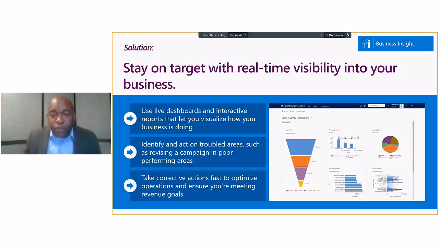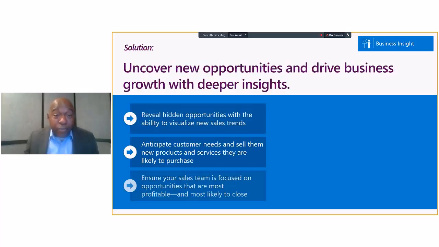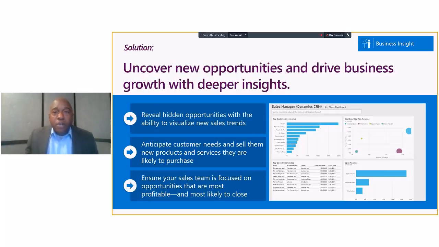One of the main benefits of real-time visibility is the ability to identify troubled areas and to quickly take action on those troubled areas. The other thing is that we can uncover new opportunities, and that helps us to drive our business growth because we have deeper insight where the opportunities are. If we don't know where the opportunities are, then we might be focusing on other areas of the business that aren't so profitable. So we want to look at where the profitability is coming from. Having a CRM system helps us to see that. Where are the hidden gems?